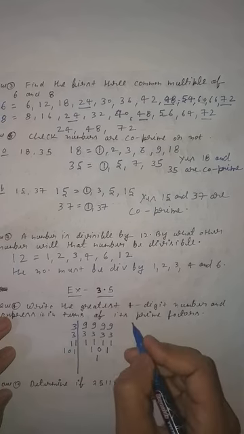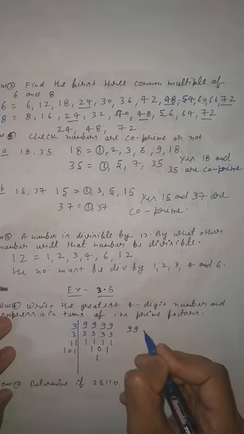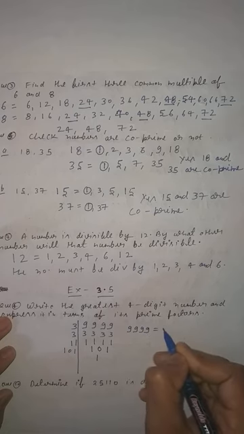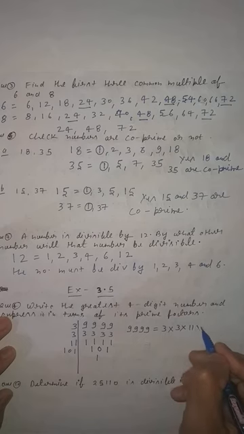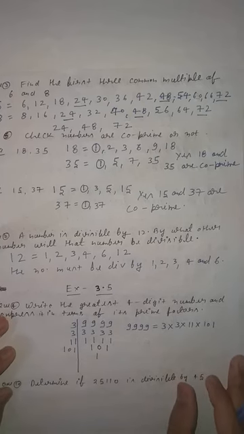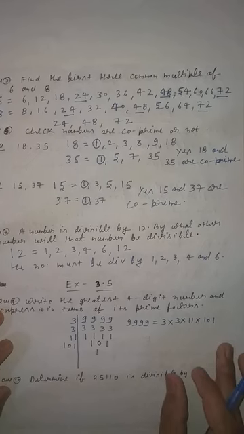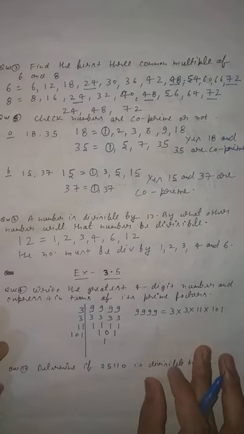So you have to find out the prime factorization. So you can write down 9,999 is equal to 3 multiplied by 3 multiplied by 11 multiplied by 101. Clear, students? So by this you can solve. You can also use the tree method. So it depends on you which method you want to apply.